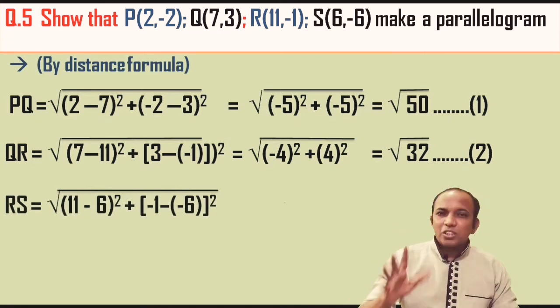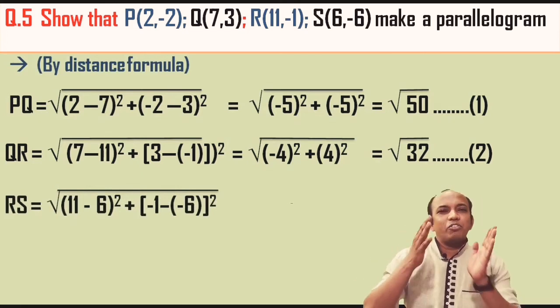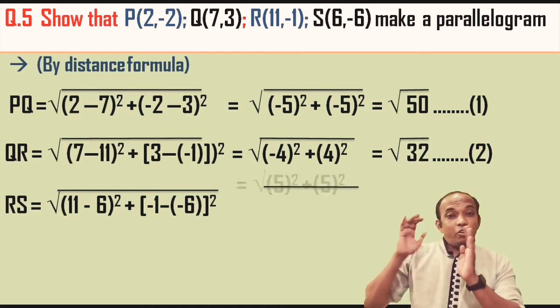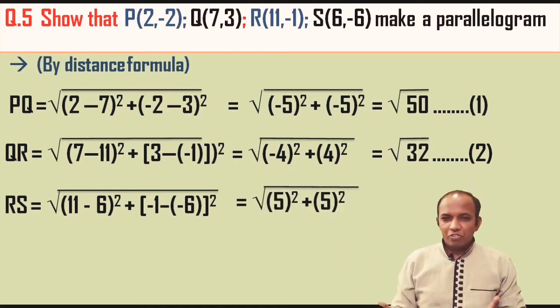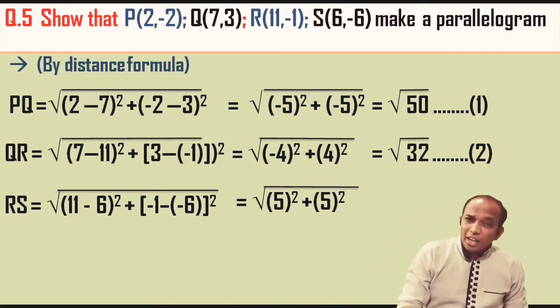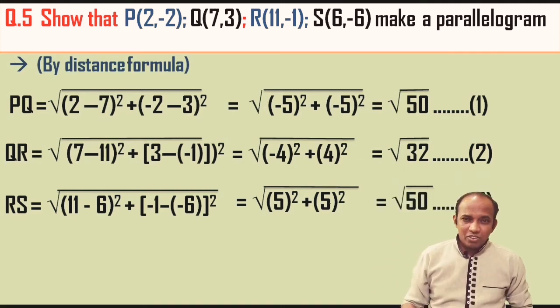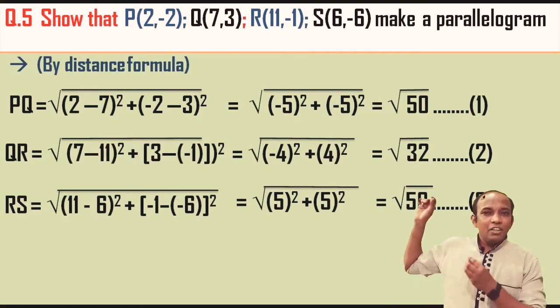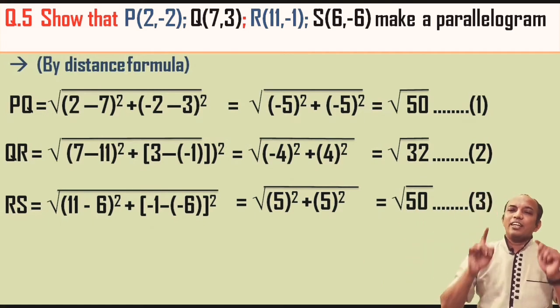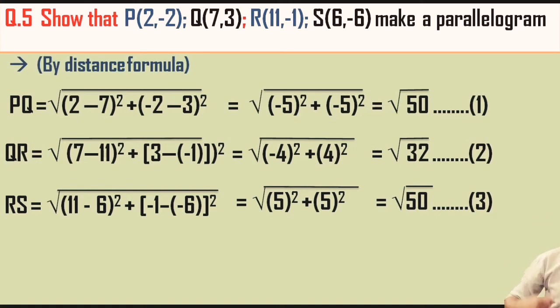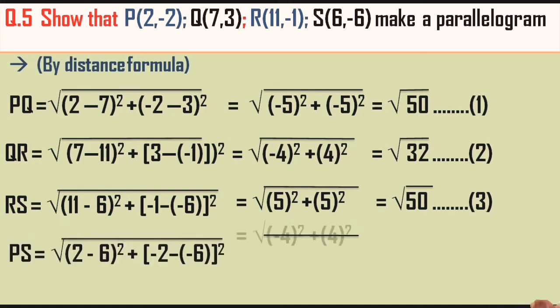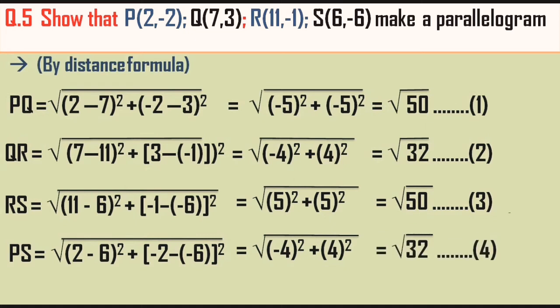Let's find RS now. For RS, again use the distance formula. The moment you carry out the first step of the operation, we get 5 square plus 5 square, in under root of course. Carry out the square, 5 square is 25, so 25 plus 25 results in 50, and as a result we get the answer under root 50, number it 3. And the moment you carry out PS also, you will get the value under root 32, the way you are looking on the screen. Now observe these values.